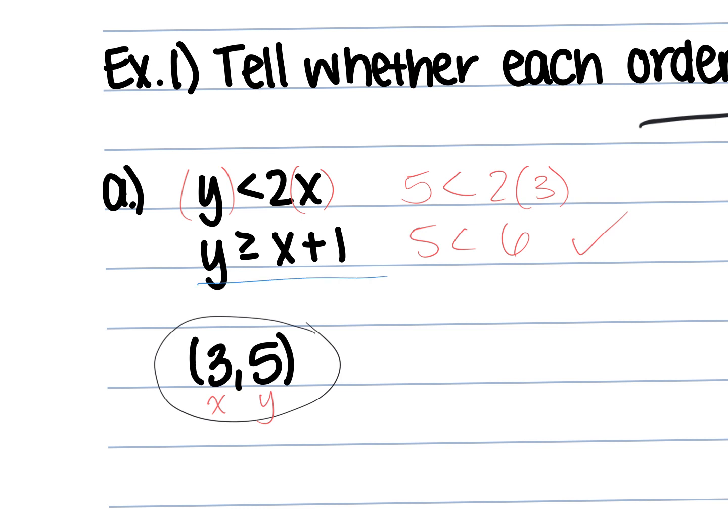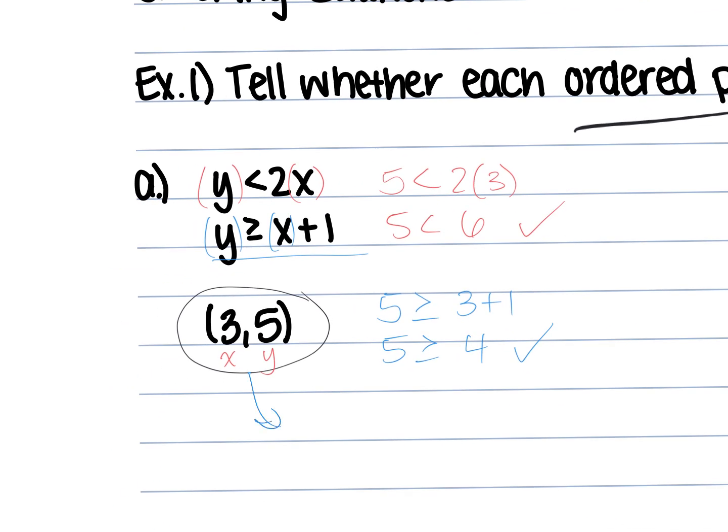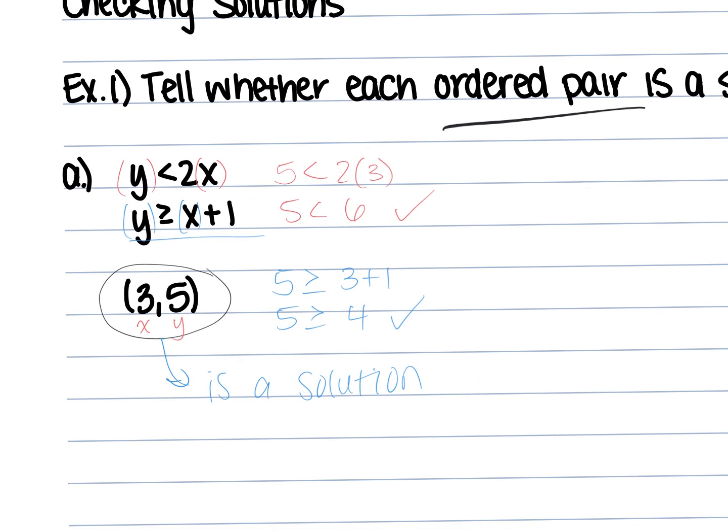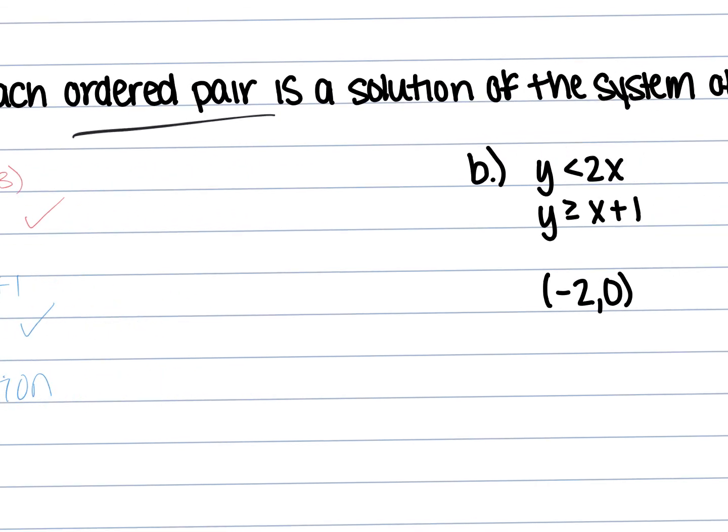So grab the second equation, parentheses around y, parentheses around x, and substitute in. You're going to get 5 is greater than or equal to 3 plus 1. Is 5 greater than or equal to 4? Yeah. So if it works for both, what can I say about this point? It is a solution. Pretty good so far? Okay. Any questions on A? Let's go to B.